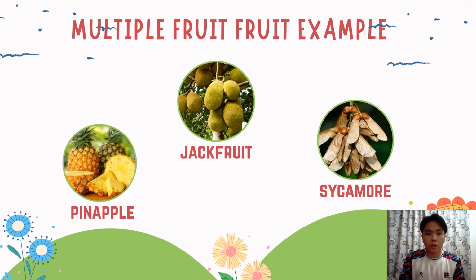This is the multiple fruit example. The first one is pineapple, the second one is jackfruit, and the last one is sycamore. Sycamore can be found in America and Europe. In America, they are commonly found at riverbanks, floodplains, and other moist conditions. In Europe, they are cultivated in urban and suburban landscapes as an ornamental tree. But this sycamore can also be found in Asia.